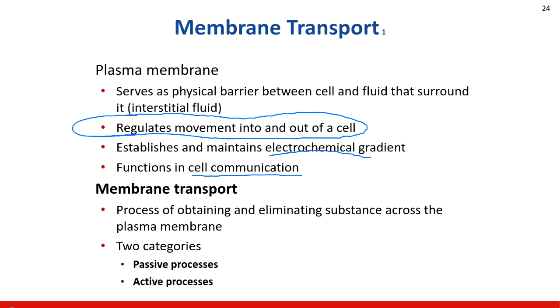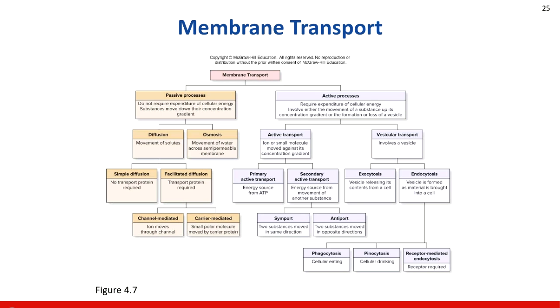So there's two types of membrane transport processes, and we break them down into two categories, passive and active. Passive requires no energy, active does require energy. So passive and active. So on this next slide here, you'll see this figure 4.7. This is in chapter 4.